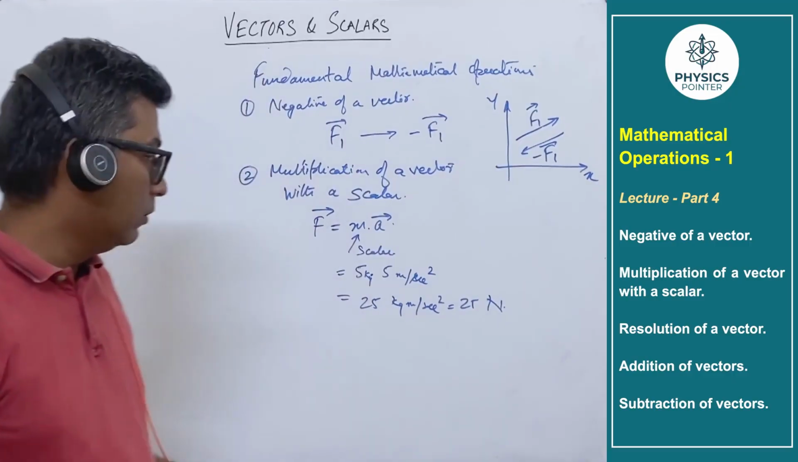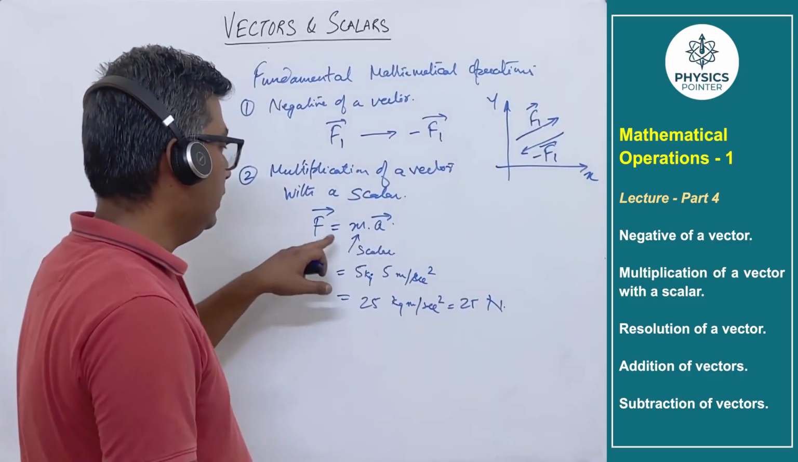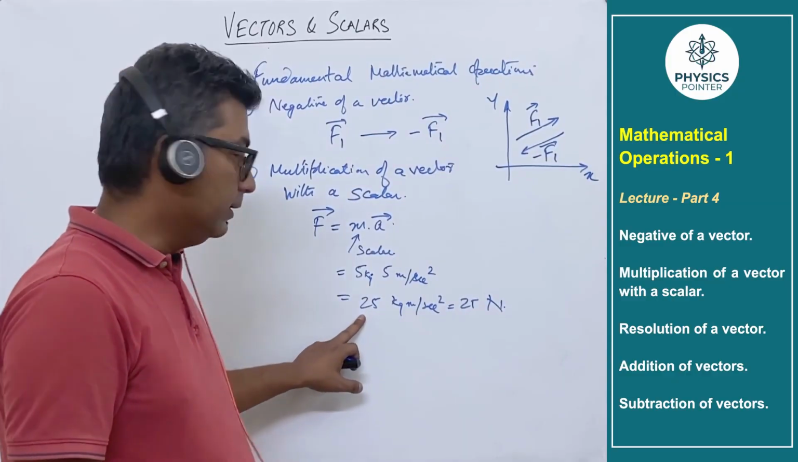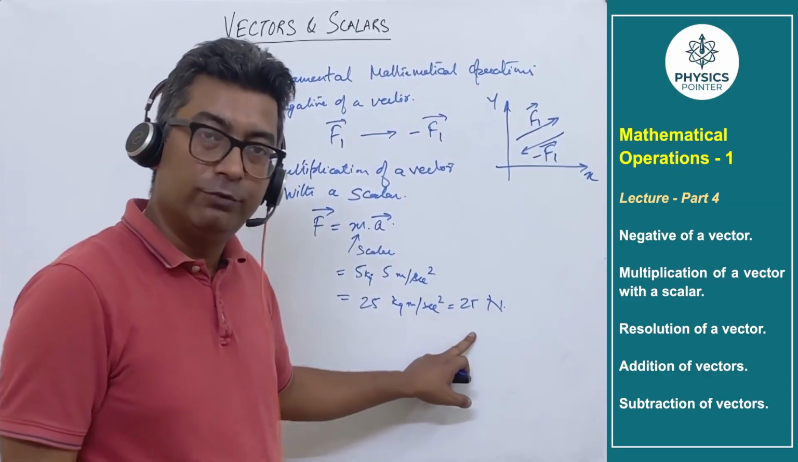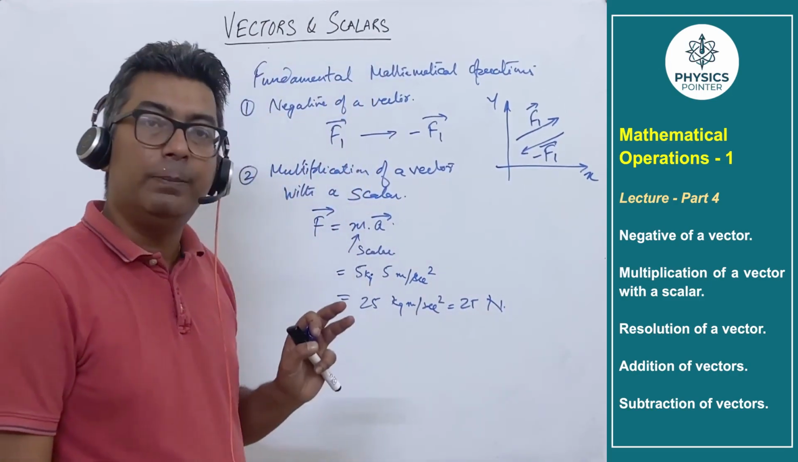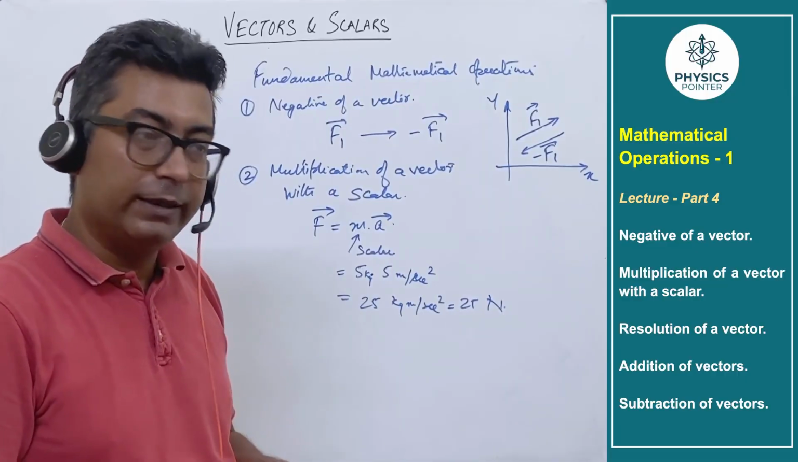Make sense? Okay, so here I'm just saying in place of 5 kgs, if I use 20 kg, then it will be a 100 Newton force. That's the only difference it makes. So it simply multiplies. There is no special thing here.